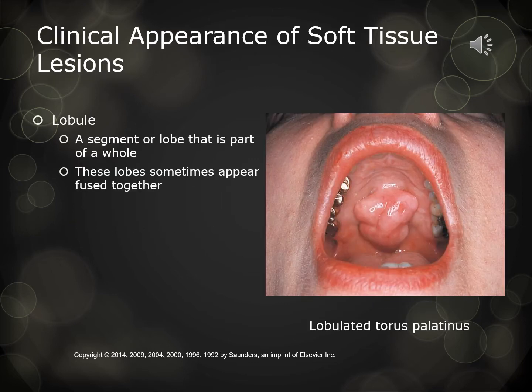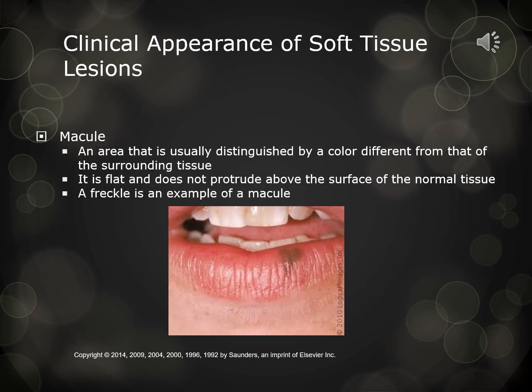In this slide, we are looking at a lobulated torus palatinus. Lobulated meaning that it is a segment or a lobe that is part of a whole. These lobes sometimes appear fused together. To me, it kind of resembles bubbles. If you blow bubbles, it's not always just singular like a bulla. It can be multiple ones at once, kind of layering on top of each other, and you can kind of visualize that as lobulated.